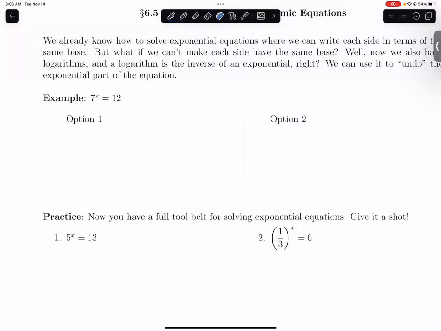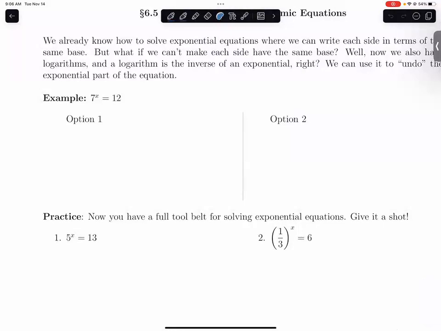Jack, what's your favorite power of 2? 4. Okay, I like it. 2 to the 4th is 16. I actually do like that one because 2 to the 4th is 16 and 4 squared is also 16. So that's fun. How do you write that same thing as a log? The log base 2 of 16 is 4.